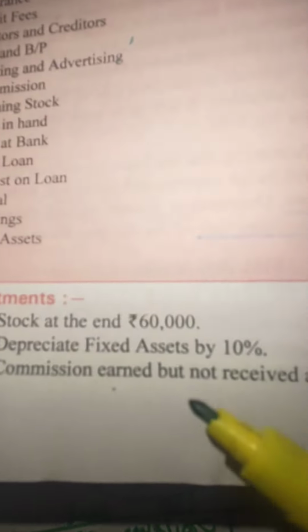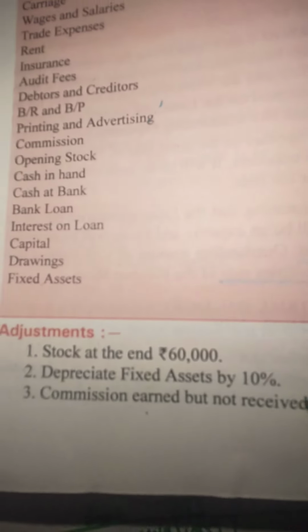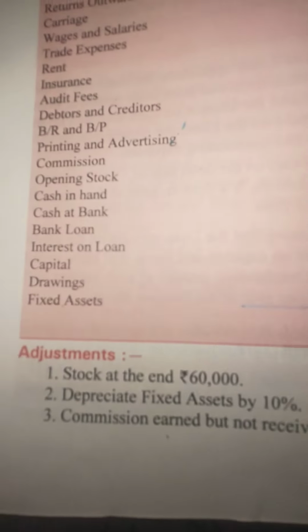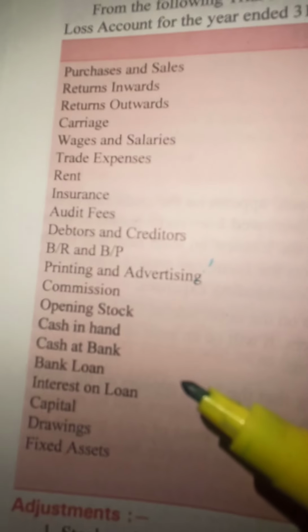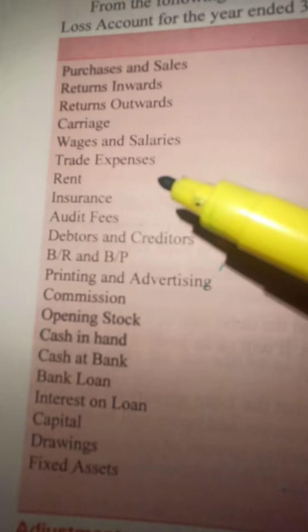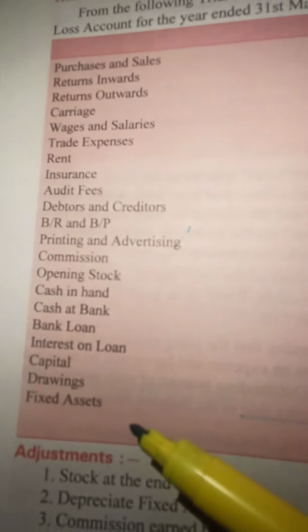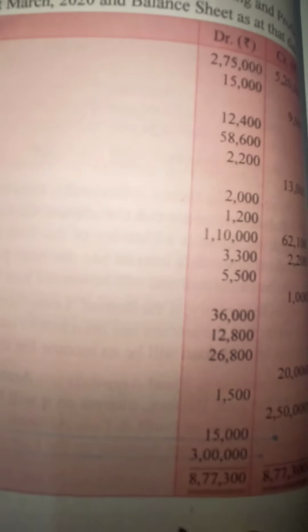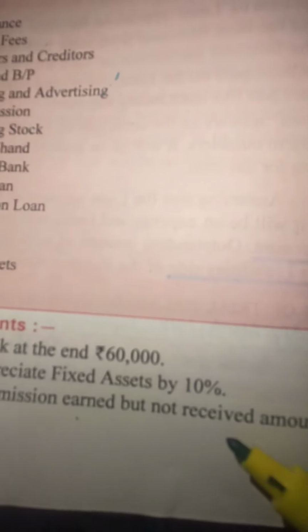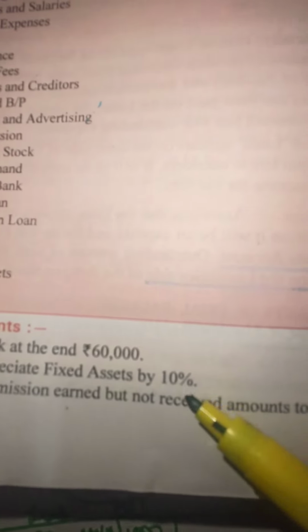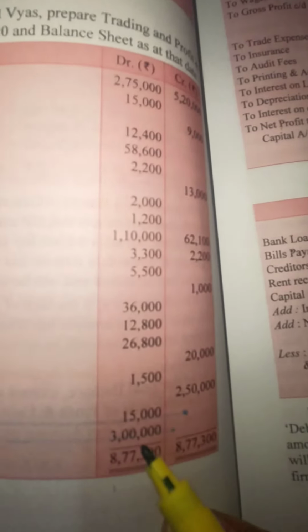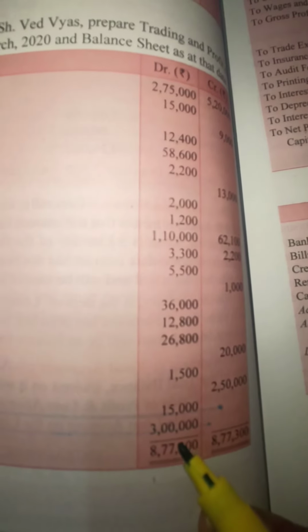Then, depreciate fixed assets by 10%. Let us see where fixed assets are shown. The last item given is fixed assets, rupees 3 lakh. The depreciation on fixed assets is 10%. That means on the amount of 3 lakh, depreciation will be 30,000.